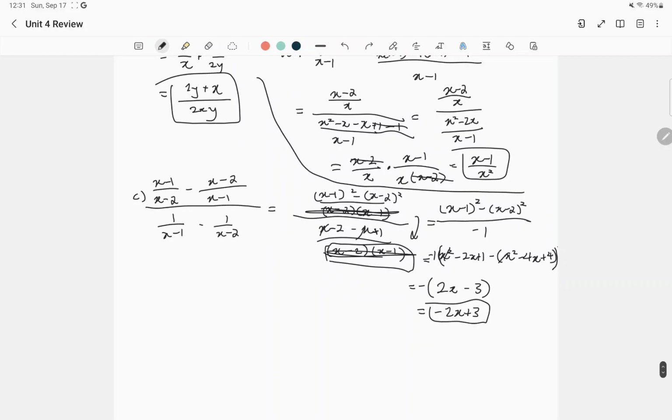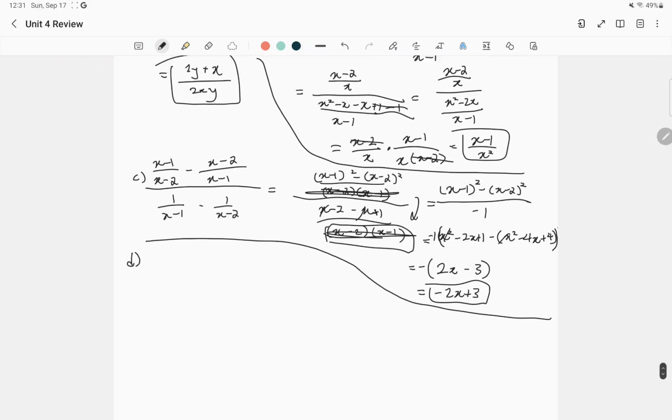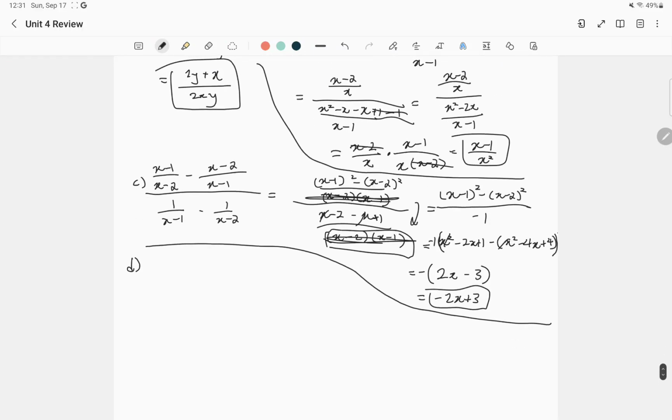And we will do d as well. D is 2 over a squared minus 3 over ab plus 4 over b squared. We're going to multiply everything by a squared first. So we get 2 minus 3a squared over ab plus 4a squared b squared.